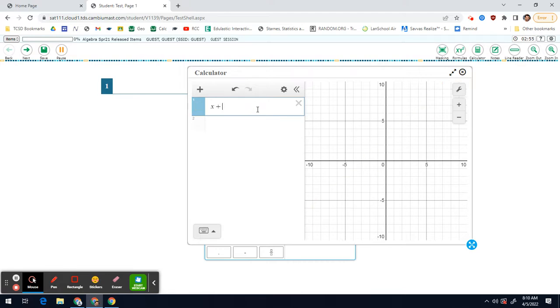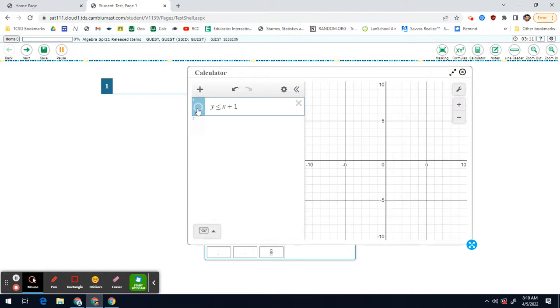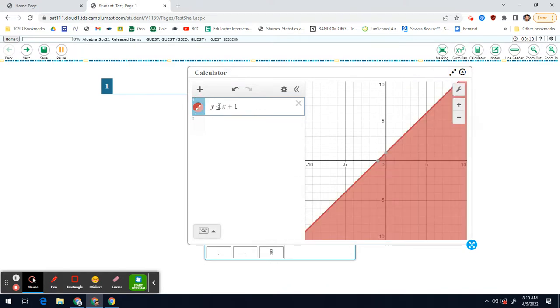It does do inequalities, right? So if you remember, we talked about inequalities. The symbols are right here. So say you want to do y < x + 1. Notice the shading and the dashed line, right? Now if I change this less than to less than or equal to, notice now you're a solid line. Okay, and again, you can turn it off and on if you need to.